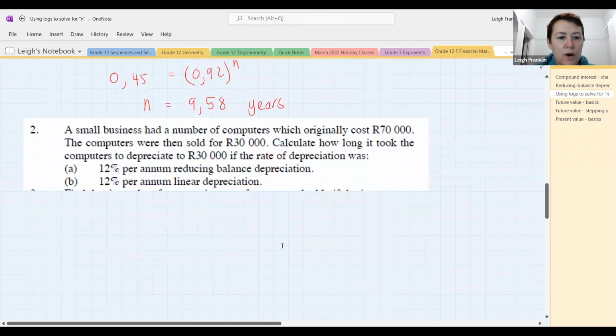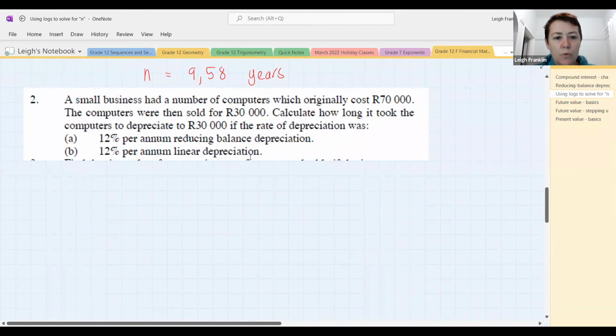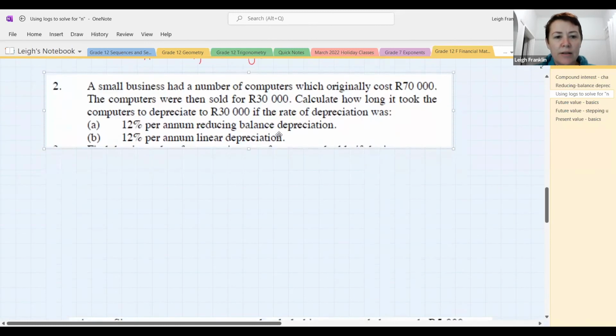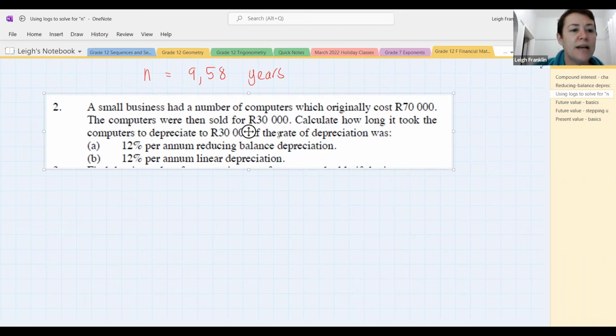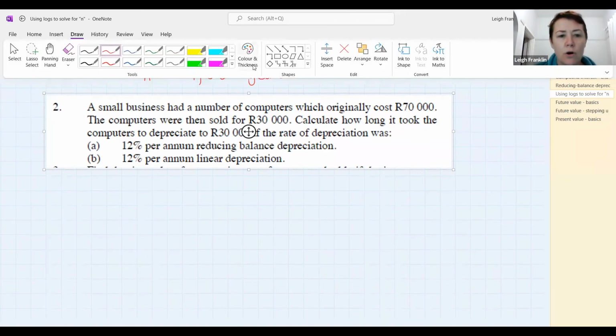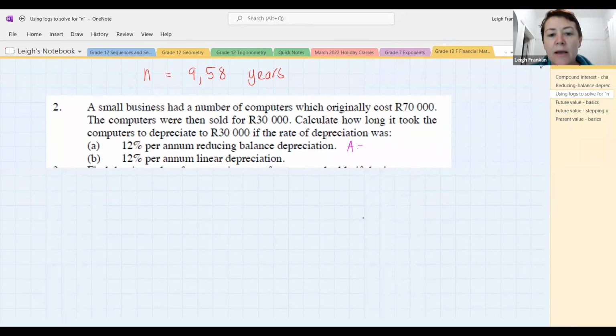You guys are going to try this question. The computers in a small business are originally worth 70,000 Rand. They're then sold for 30,000 Rand. Calculate how long it took the computers to depreciate to 30,000 Rand if the rate of depreciation was reducing balance depreciation. So in this case, for number A, you guys are going to use, I'm just going to write the formula here for you, although I think you do know it by now. This is going to be A equals P(1 minus i) to the n. And then here, we're not going to worry about that because we don't have to use logs. So don't worry about question B. Okay, there we go. Off you go.